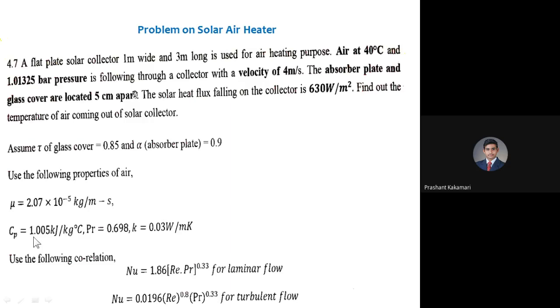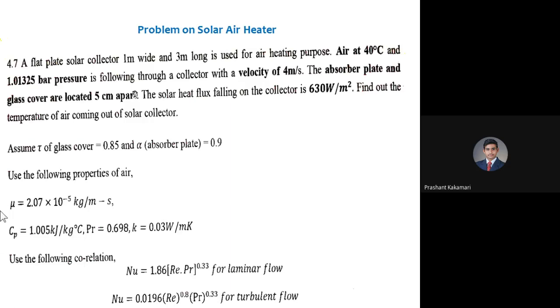Then the Cp value is also given. The Cp value we already know, from m Cp delta T. The m Cp delta T may be required later. So they have given the specific heat of air also here, 1.005 kilojoules per kg degree centigrade. The Prandtl number is also given, Pr equal to 0.698. Conductivity is also given, 0.03 watt per meter Kelvin. Here it is in Kelvin, and this is in degree centigrade, so I can follow one of the temperature units in the substitution.